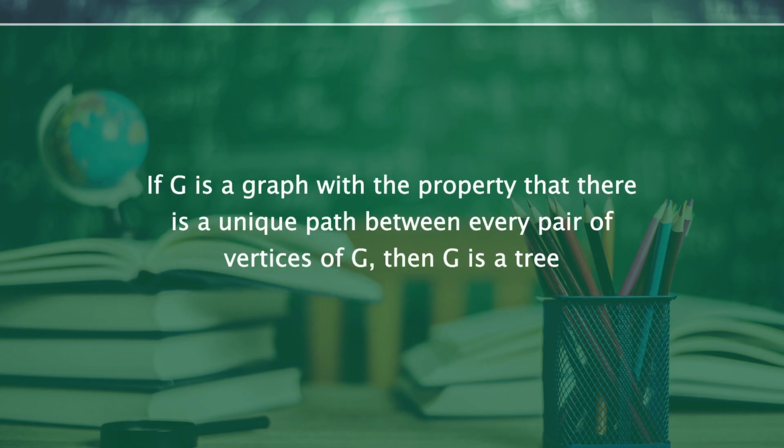The next result is, if G is a graph with the property that there is a unique path between every pair of vertices of G, then G is a tree. So what are you given? G is any graph with this property. There is a unique path between every pair of vertices of G, and we have to show that G is a tree. So if G has a unique path between every two vertices of it, it means G is connected, right? So we have to show only that G is acyclic.